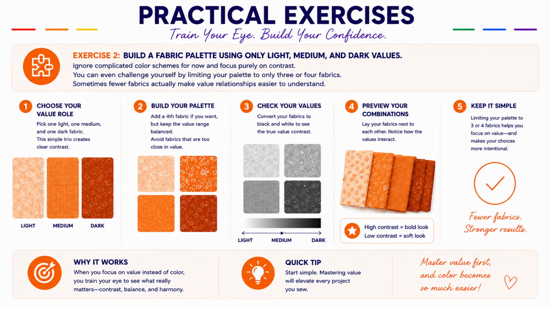Second, try building a fabric palette using only light, medium, and dark values. Ignore complicated color schemes for now and focus purely on contrast. You can even challenge yourself by limiting your palette to only 3 or 4 fabrics. Sometimes, fewer fabrics actually make value relationships easier to understand.